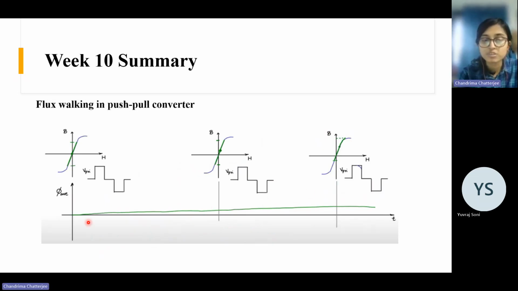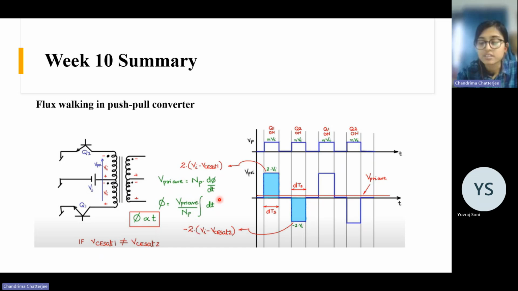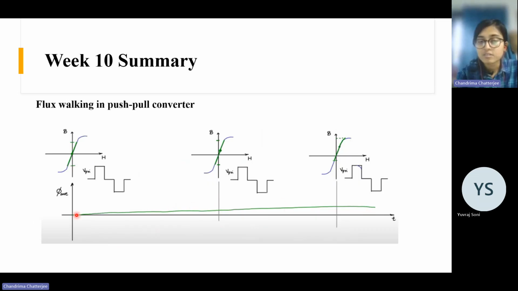Yeah, so here it is shown. Suppose initially the average value of flux was 0, and this was the swing in B, the flux density. And this is the primary voltage. Now, as time goes by, phi is the integral of v dt, so as time increases, phi also increases. So now phi has some value like this. Suppose now the average of B is here and the swing is like this.